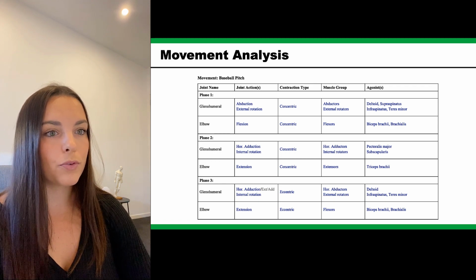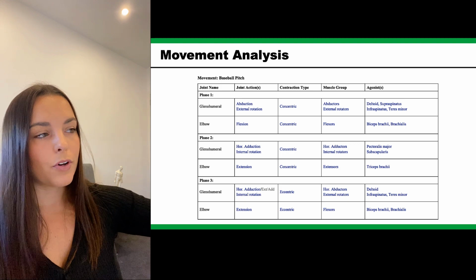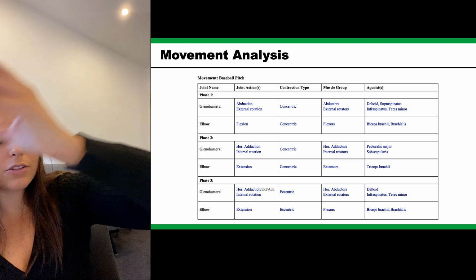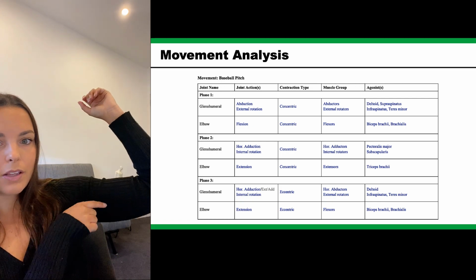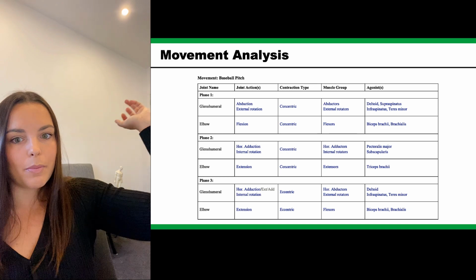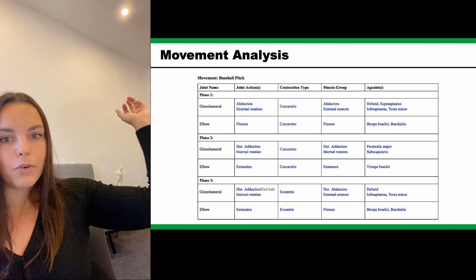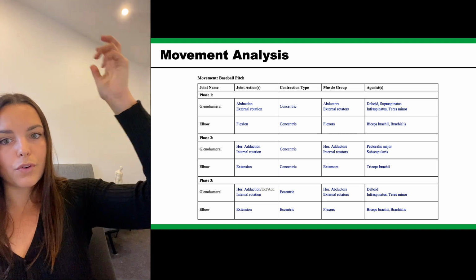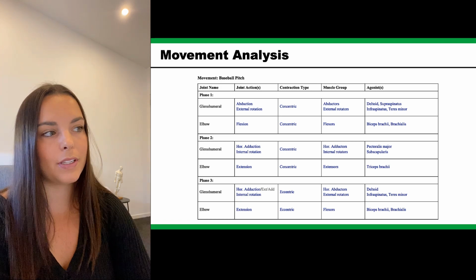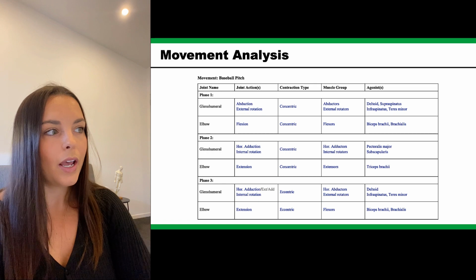So we're producing our force to throw it now. We've got horizontal adduction and internal rotation here. So horizontal adduction, meaning that the humerus is staying level and it's just coming inwards, as well as the forearm internally rotating. So we have those two actions there. And then the elbow is extending out straight.